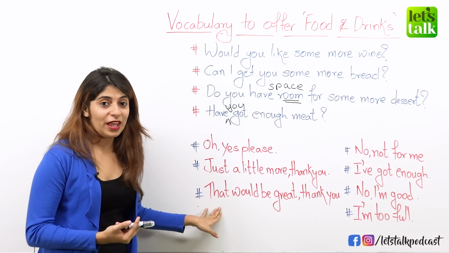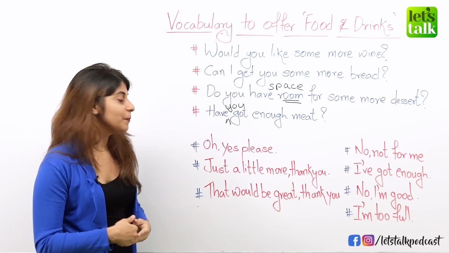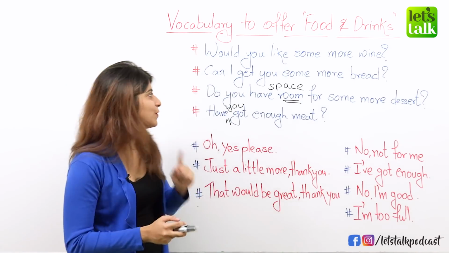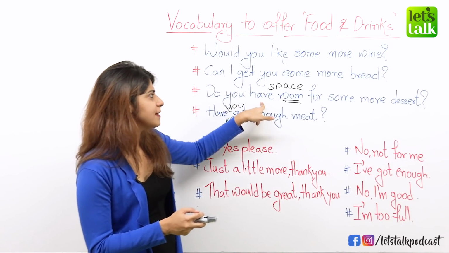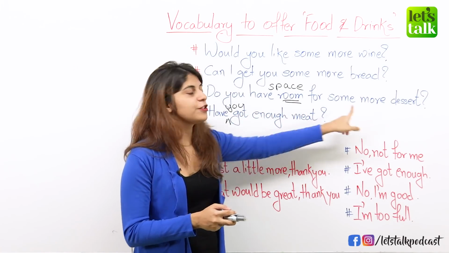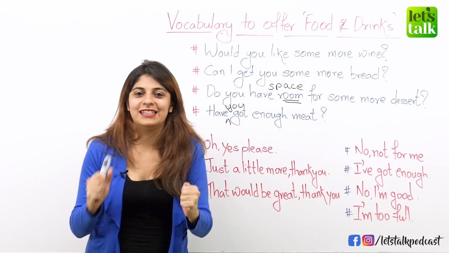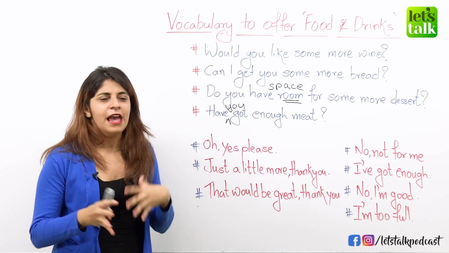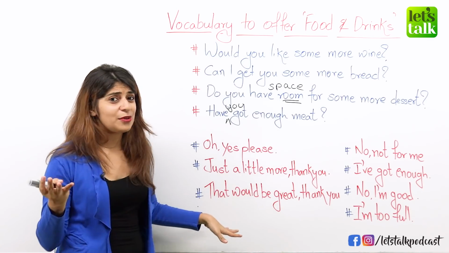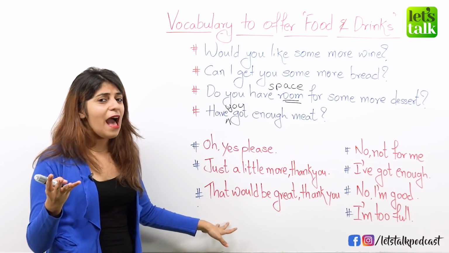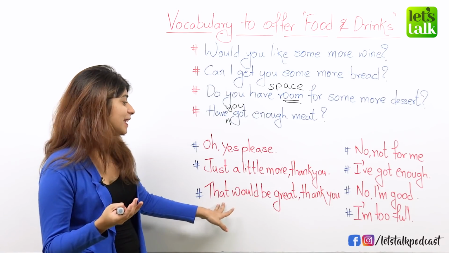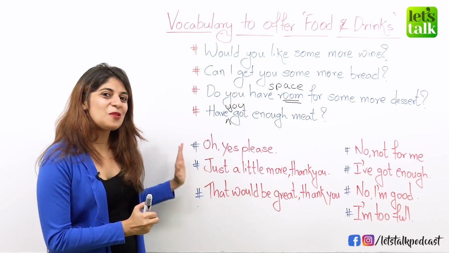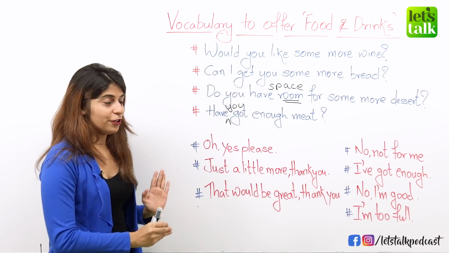Another way of accepting the offer is, that would be great, thank you. For example, do you have room for some more dessert? And yes, I do have a sweet tooth and I love dessert. I love caramel pudding, I love ice creams. So yes, I do have some more room. So I would say that would be great. Thank you. This is the way you will accept the offer.